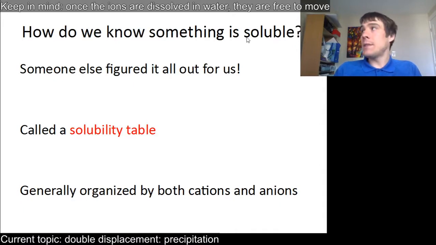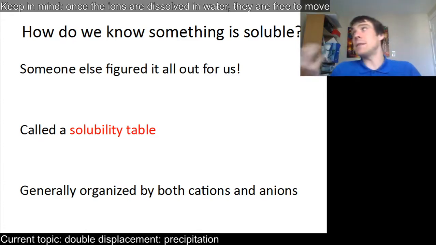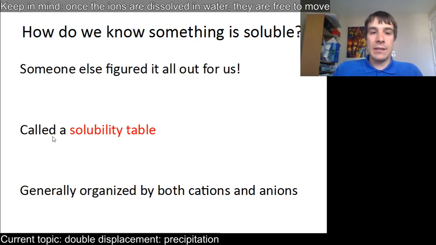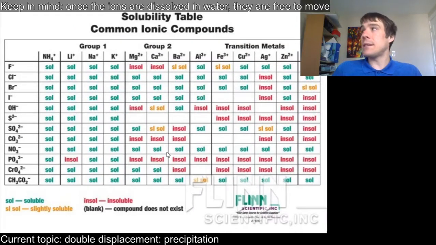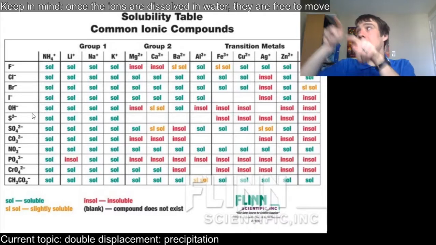How do we know that something is soluble? Well, hey, it's chemistry, right? It's based on empiricism. Someone did all the work. Other scientists painstakingly reacted a bunch of different things and then figured out, hey, this is soluble, this isn't soluble, this is soluble, this is soluble. And they make this. This is a solubility table.